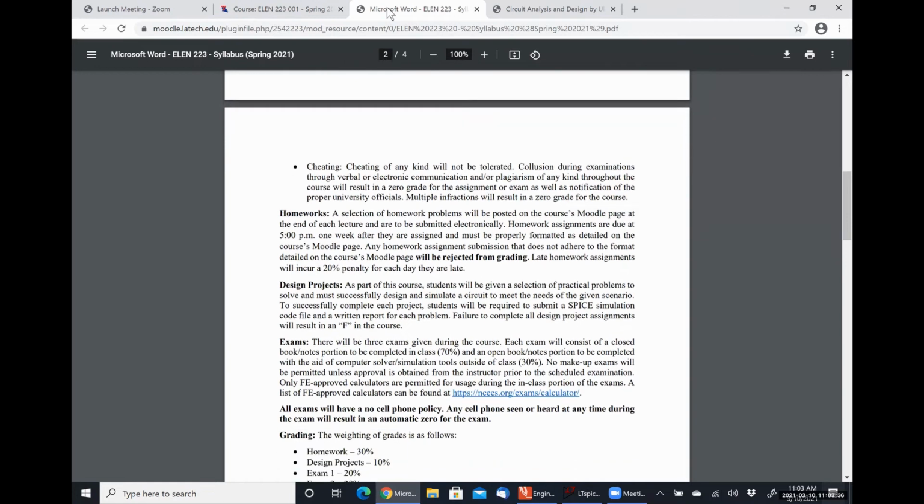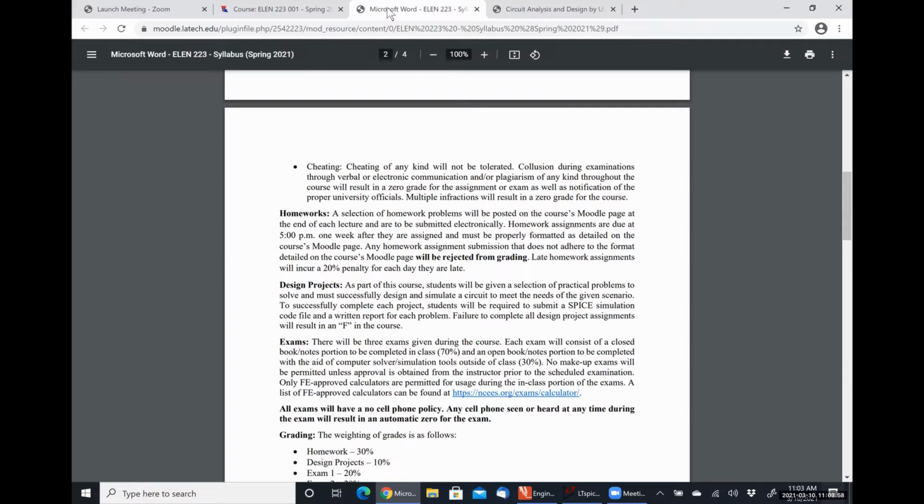Homeworks. There will be a selection of homework problems posted on the course's Moodle page at the end of each lecture. Not every lecture, but almost all of them. I think I'm anticipating 20 homework assignments. Homework assignments are due at 5 p.m. 1 week after they are assigned and must be properly formatted as detailed on the course's Moodle page.